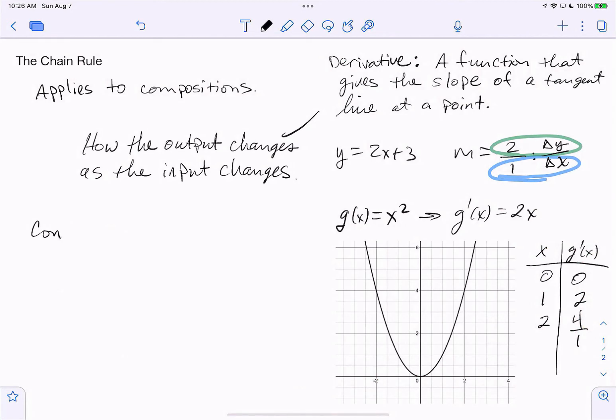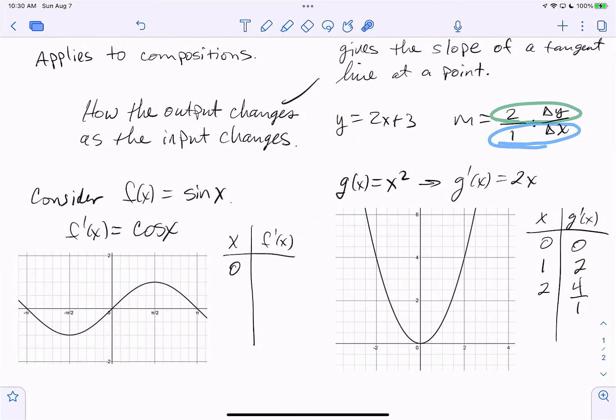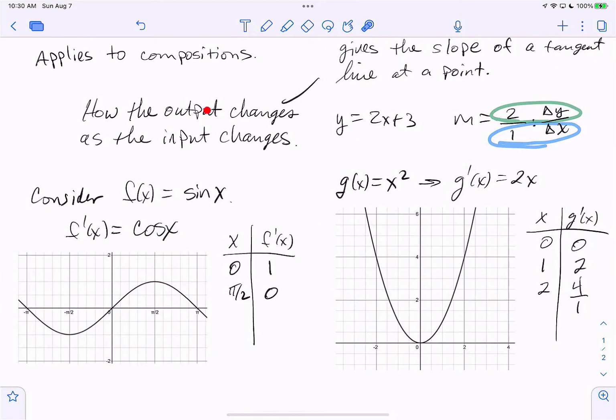Now let's consider f of x is equal to the sine of x. Then we know that f prime of x is equal to the cosine of x. And for any particular value we put in place of x, f prime will tell me how the sine function is changing. So for instance, when x is 0, the derivative is 1, and you can see that the tangent line would have a slope of 1. Or when x is pi over 2, the cosine of pi over 2 is 0, and you can see that's a horizontal tangent, no change in the output for a change in the input. But again, our derivative is how an output changes when the input changes. So as x changes, the slope changes.